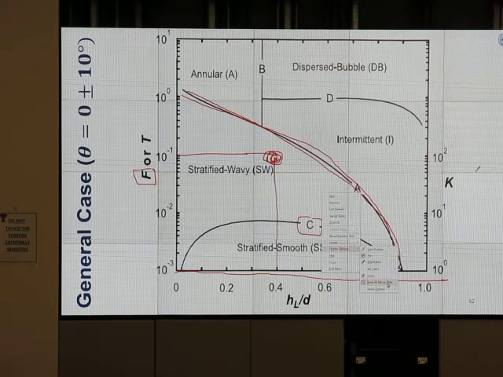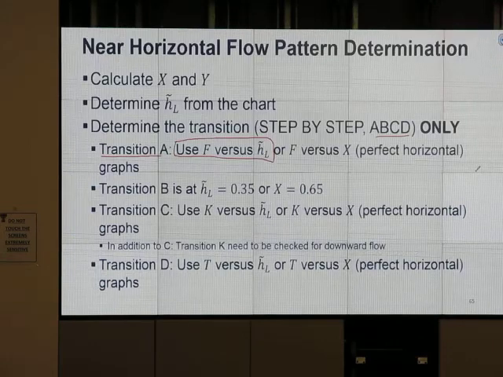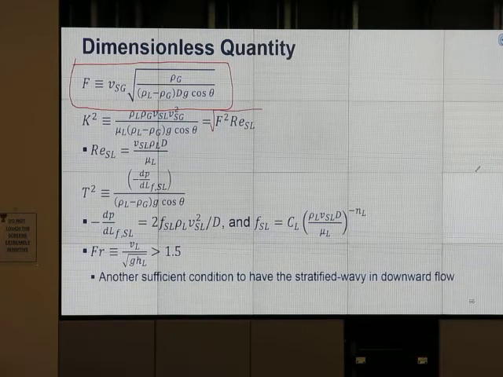To check transition C, we have to use K versus HL tilde. How do I calculate K? K squared is F squared times the superficial Reynolds number of the liquid phase. I take the square root of that, then I get the K value. Okay? It can be calculated. It just takes some time to put in the calculator.